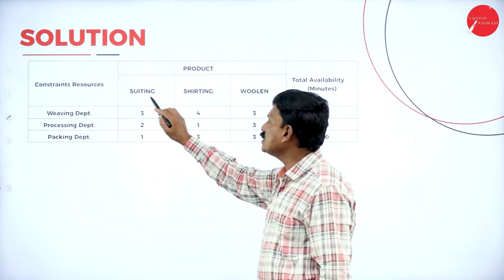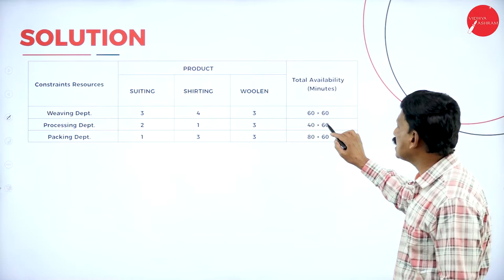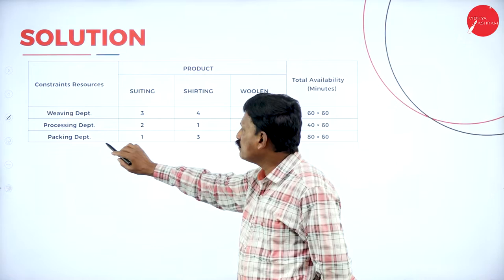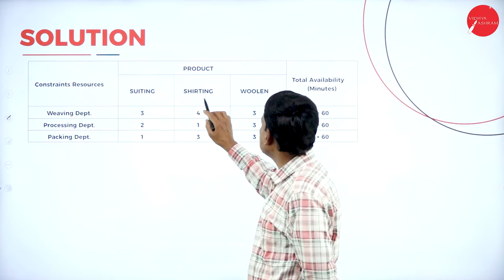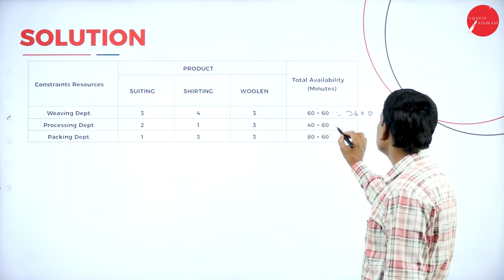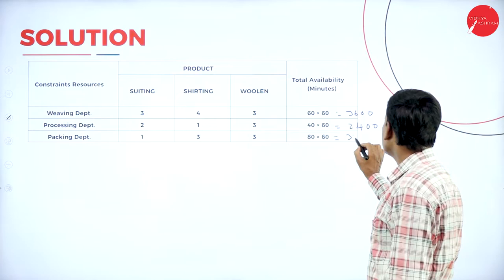The total availability of time in minutes is given. This table is also given: the resources available are the weaving department, processing department and packing department, for the products shooting, shirting and woolen. And the total availability of time in minutes: 6 into 6, this is nothing but 3600 minutes. 6 fours are 24, 2400 minutes. This is 3200 minutes. These are the available times.